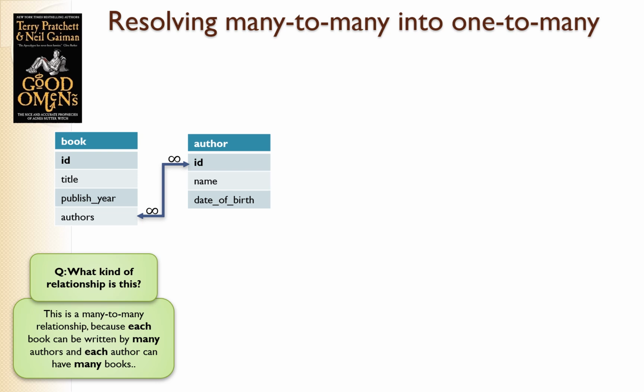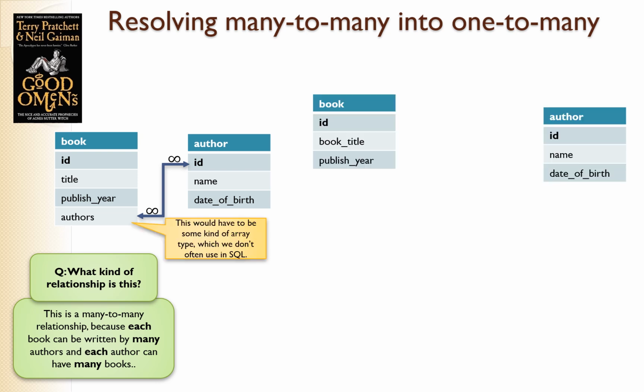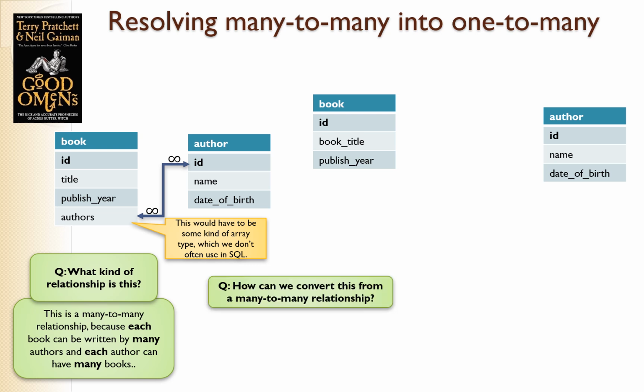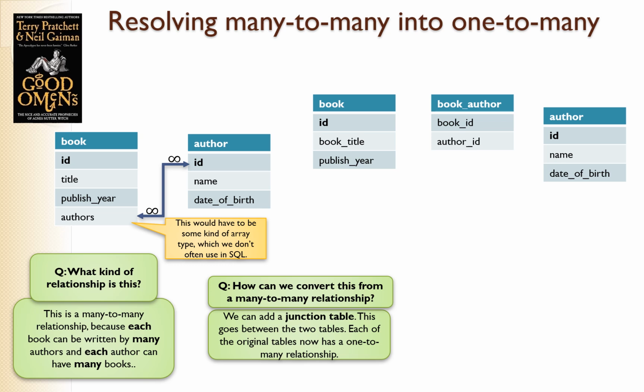How can we convert this from a many-to-many relationship? What we can do is add a junction table. The reason we need to add a junction table rather than just storing this is that this field here would need to be a list of all of the authors for that book, and we just don't normally do that in SQL. There are good technical reasons why we don't store a giant list of authors in this row. Instead, we can add a junction table, and this goes between the two tables.